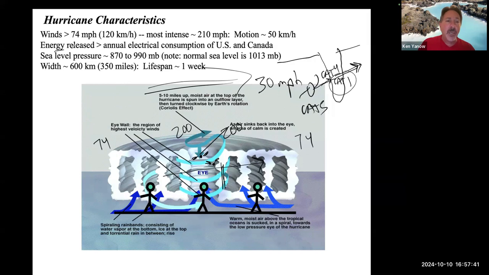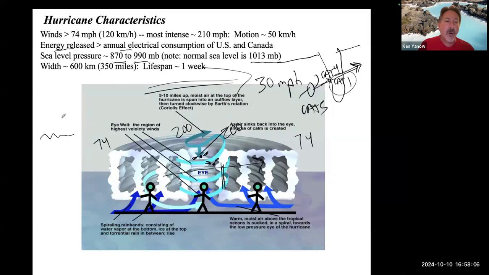The energy released in a hurricane is greater than the annual electrical consumption of energy in the US and Canada alone. That's amazing. The sea level pressure can drop. Normal sea level pressure is over 1,000 millibars. But in these storms, the sea level pressure drops to around 870 to 990. Well, keep this in mind.